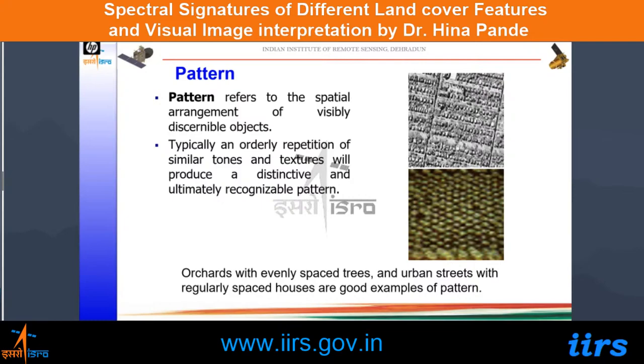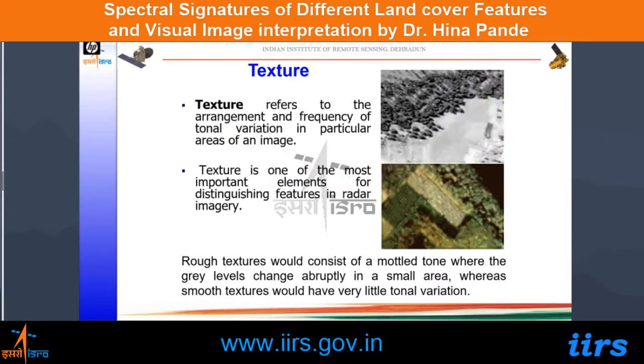Then the next element is texture, and this refers to the arrangement and frequency of tonal variation in particular regions or areas of the image. Now, this means that what the observer needs to see is whether tone changes frequently in the region or not. So if you see this image, you will be immediately able to separate it into two textures. That is, this homogeneous region where tones don't change very frequently. Yes, this gives us a visual texture of smoothness. So you can say it's a smooth texture, homogeneous region. Yes, no very frequent change of tone.